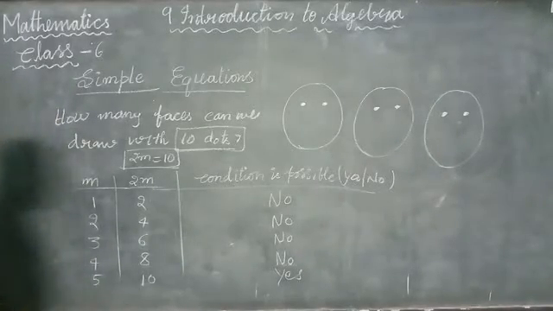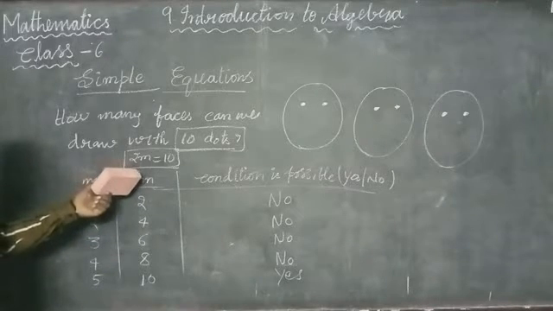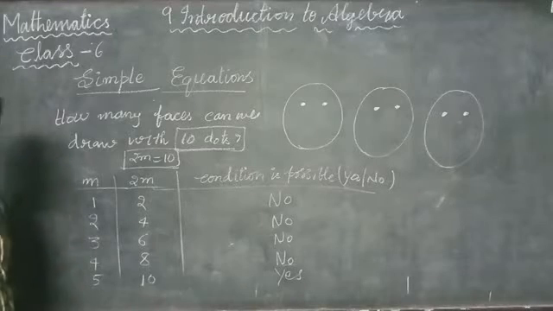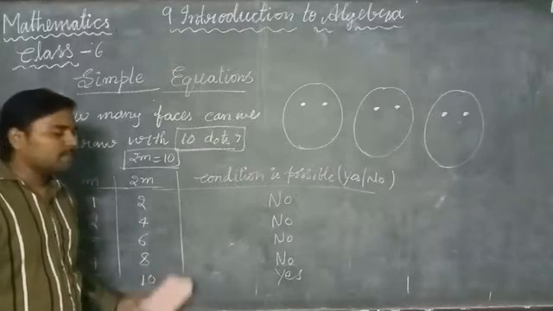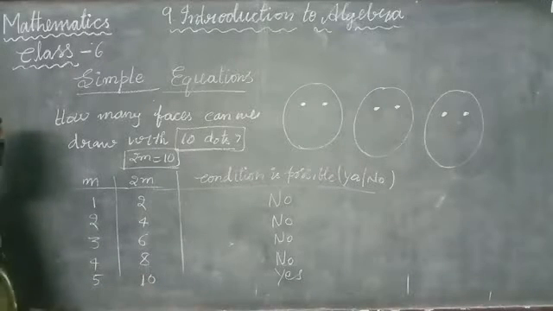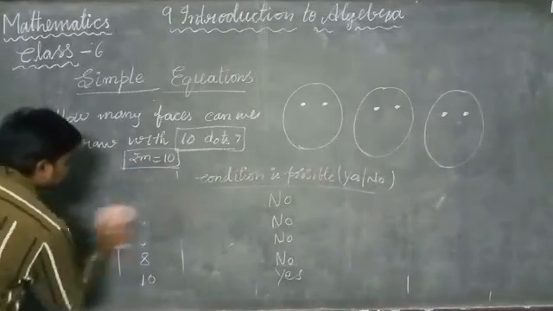In this way we have to check whether the given condition is satisfied or not. This method is called the trial and error method. Okay, now let us see some more simple equations.